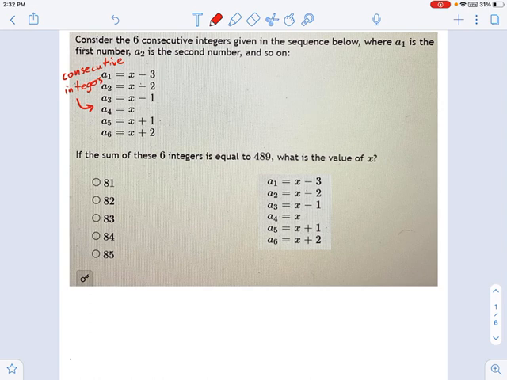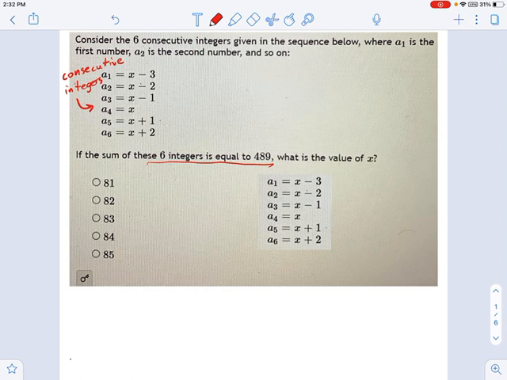So let's take a look over here. I've got these 6 consecutive integers. That's what they're called, which means they could be like 4, 5, 6, 7, 8, 9, 10, or 12, 13, 14, 15, and so on. They're just numbers that are next to each other. And we're asked if the sum of these 6 numbers is equal to 489, what's the value of x?